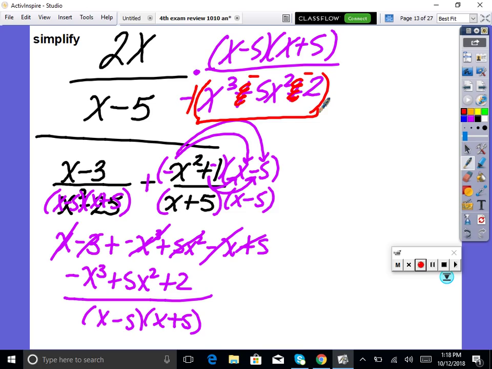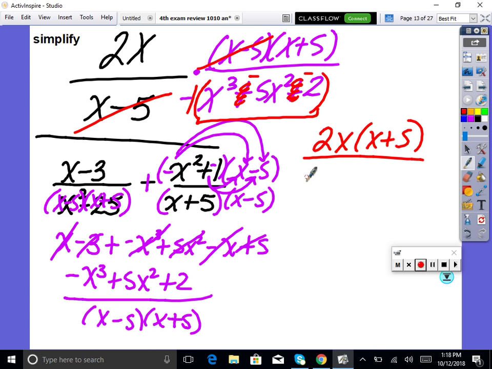So then I'm going to divide out what can divide out, and then that's it. So we have a 2x left on top, x plus 5. Then on the bottom, we have a negative 1 and x cubed minus 5x squared minus 2. So once again, the only way we could factor this is p over q, but you're not going to have to do that. What I mean by that is we haven't done that in 1010 this year either.